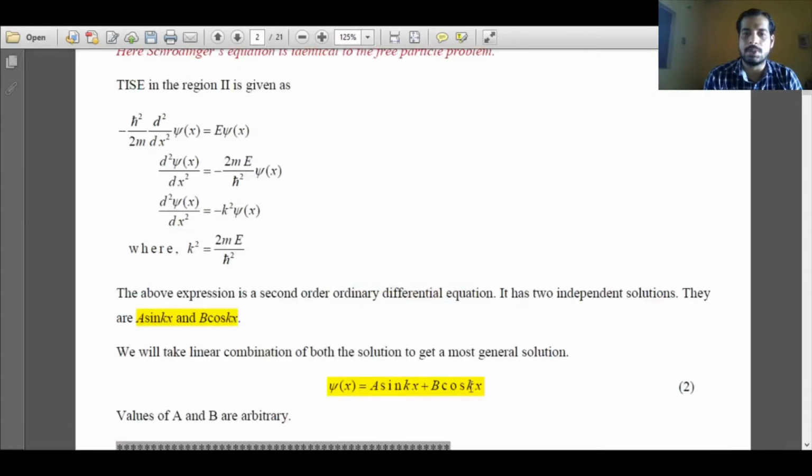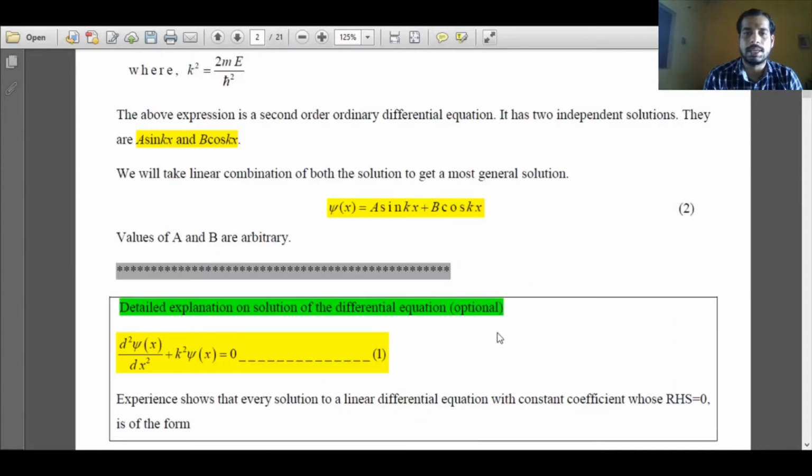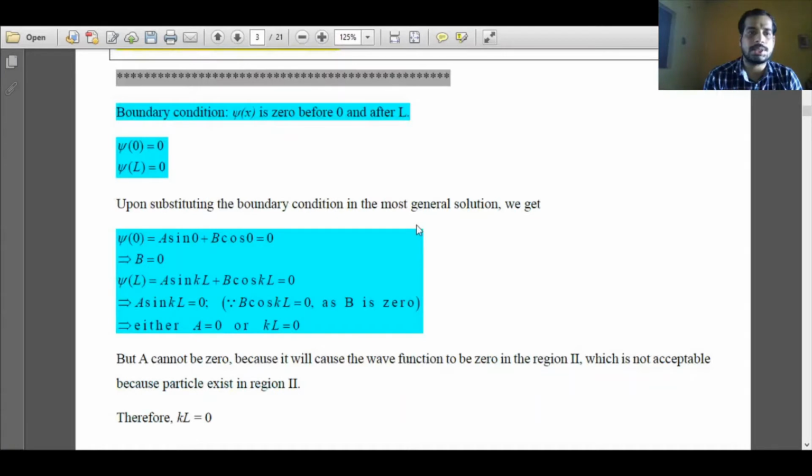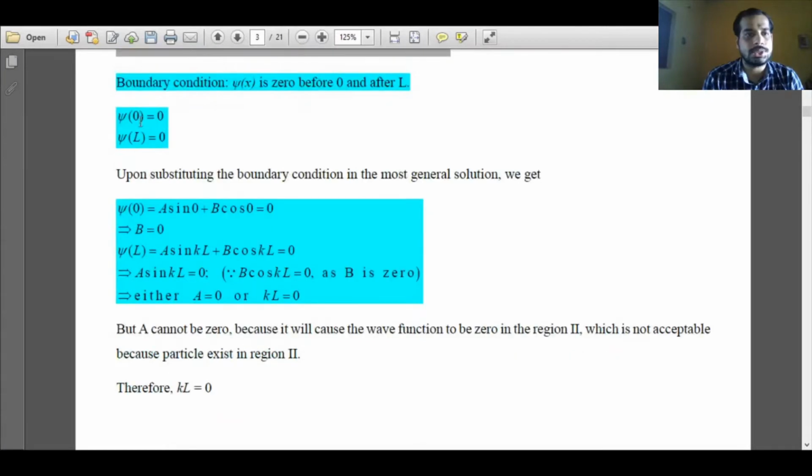What are the boundary conditions? The boundary conditions are that the wave function is 0 at both the boundaries. The boundaries are x is equal to 0 and x is equal to L. So psi 0 is 0, psi L is equal to 0. What is my solution? My solution was A sin kx plus B cos kx. I will apply the first condition, that is x is equal to 0. There are two boundary conditions, x is equal to 0 and x is equal to L.